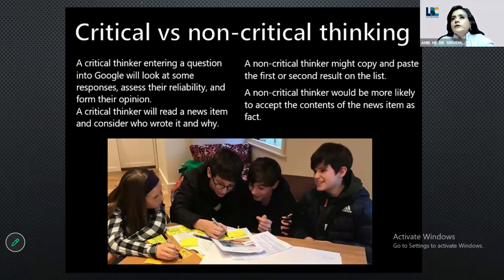So how can you identify the critical thinking and non-critical thinking process? A critical thinker will enter the question on Google, look into some responses, assess the reliability, and form their opinion. They will read the news item and consider how it is presented. A non-critical thinker in the classroom might just copy-paste the first or second result, and would be more likely to accept the contents of the news item as fact, just bring it and read it in the classroom. So this is how you will be able to identify the critical thinkers and non-critical thinkers.